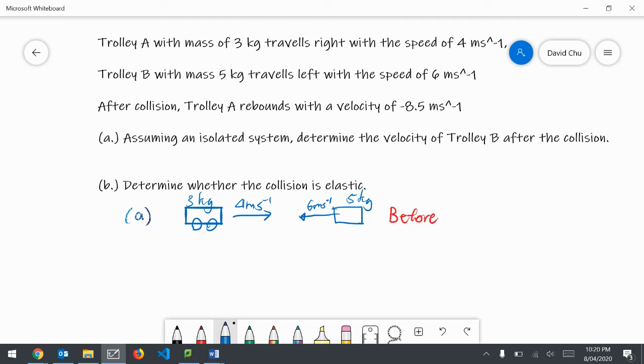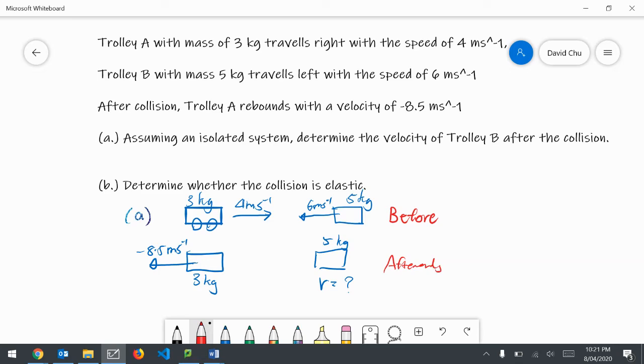Now afterwards, we learned that the trolleys are going to rebound. So this one here is traveling at minus 8.5 meters per second. Now mass should stay the same. And this one here, mass should stay the same, but we don't know where it's going or what direction it's going. Okay, and this is afterwards.